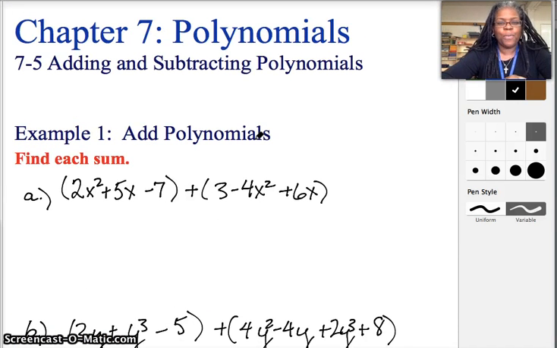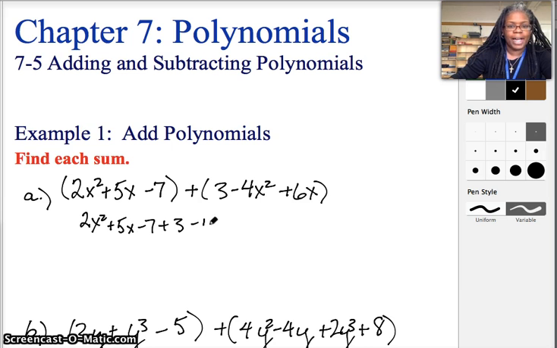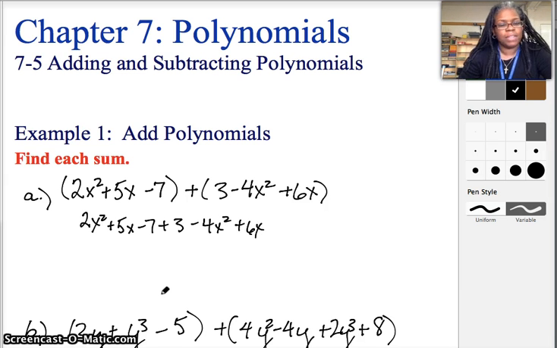So here's the deal. When we're adding polynomials, we're looking at this and this and we're going to join them together. Really what it comes down to is joining like terms. When there's an addition sign here, technically we can literally just say 2x squared plus 5x minus 7 plus 3 minus 4x squared plus 6x. You may have done something similar to this in 7th grade. So this is not that big a deal or not that deep.